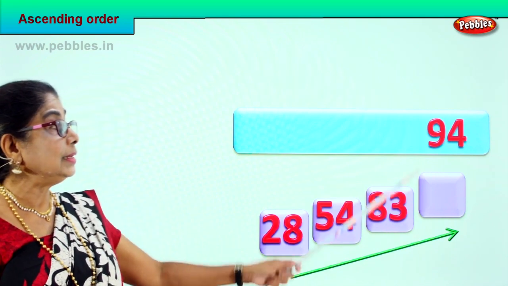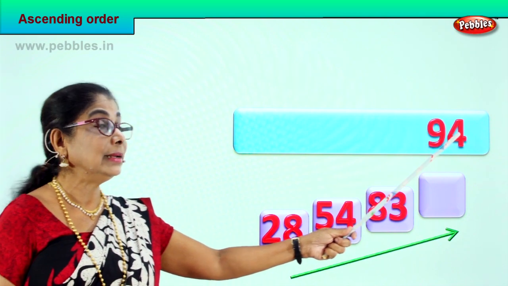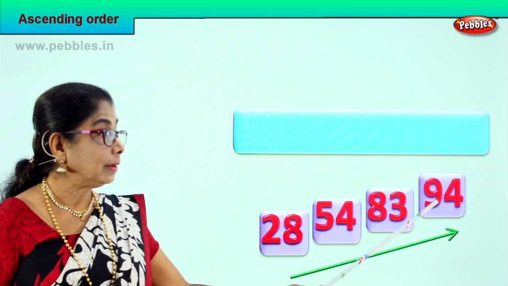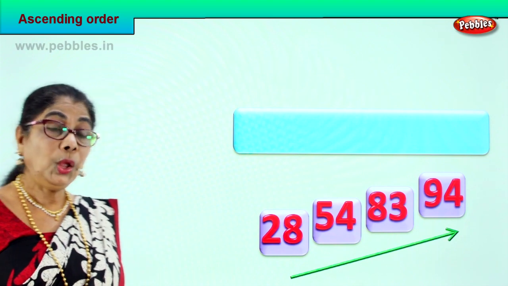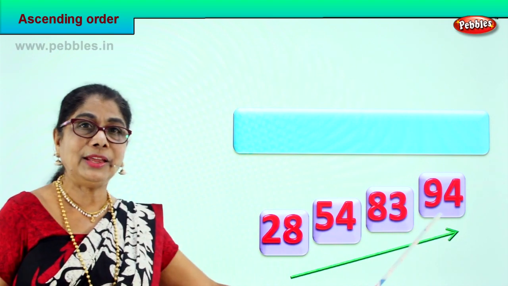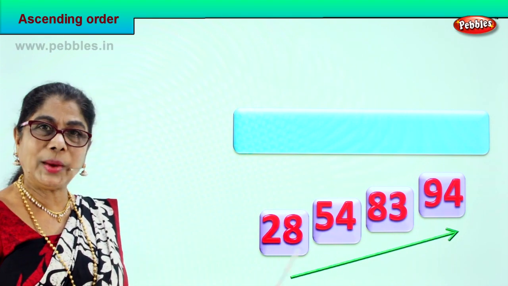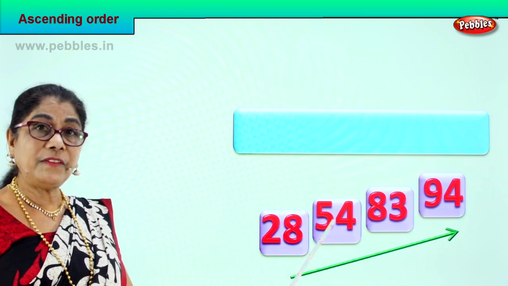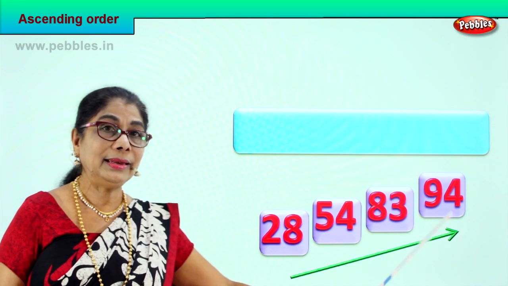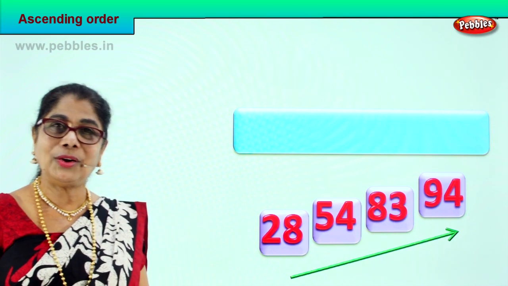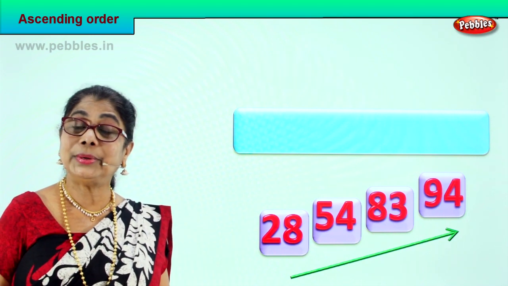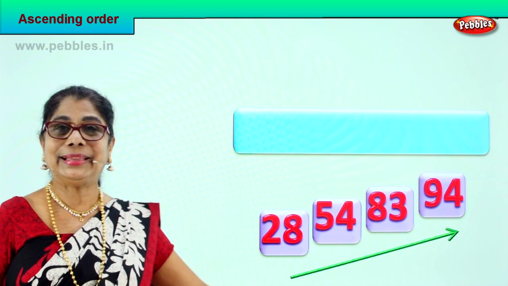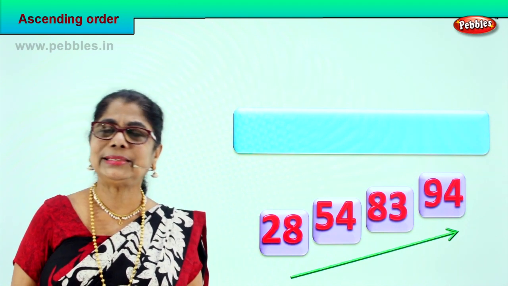Finally, the biggest number of all here is 9 tens, 4 ones. That comes here. We learn to place them in ascending order. Smallest being 28, 94 being the biggest. 28, 54, 83, 94. Ascending order. We are learning to place the numbers from smallest to the biggest. Let's go to the next exercise.